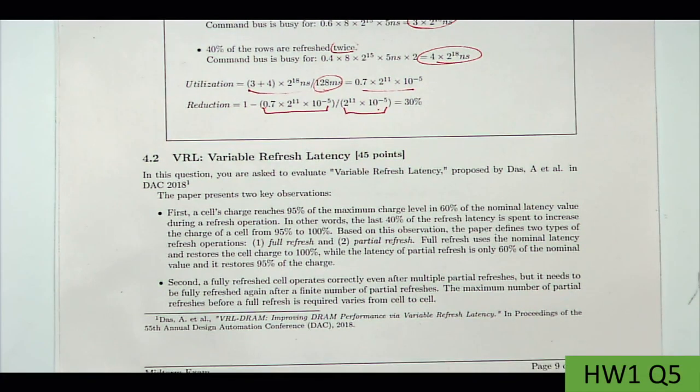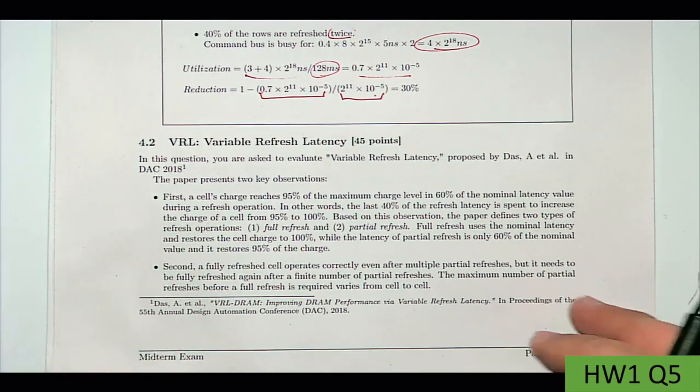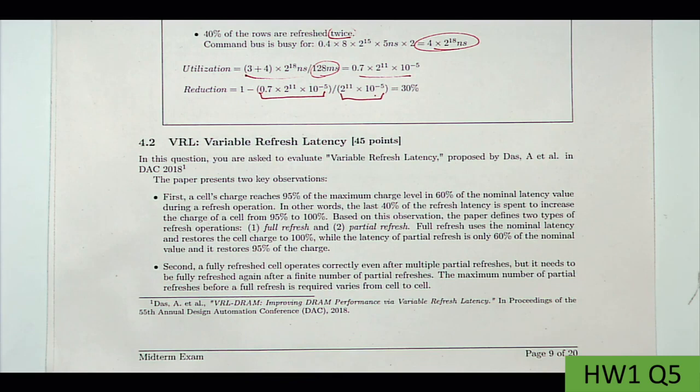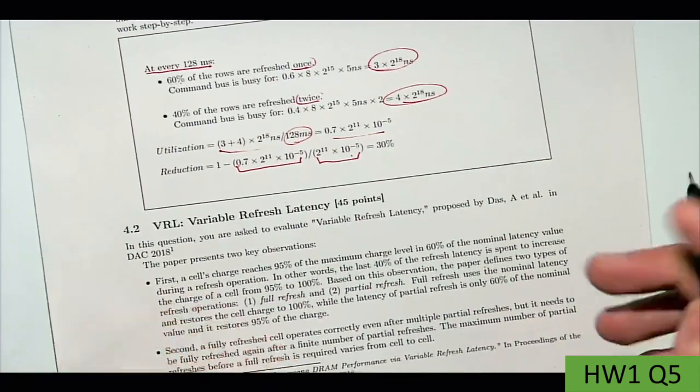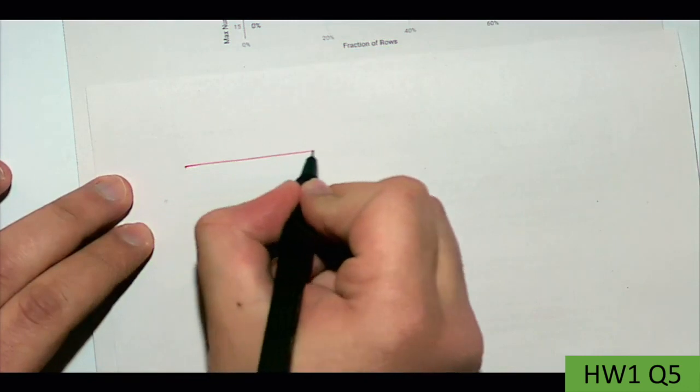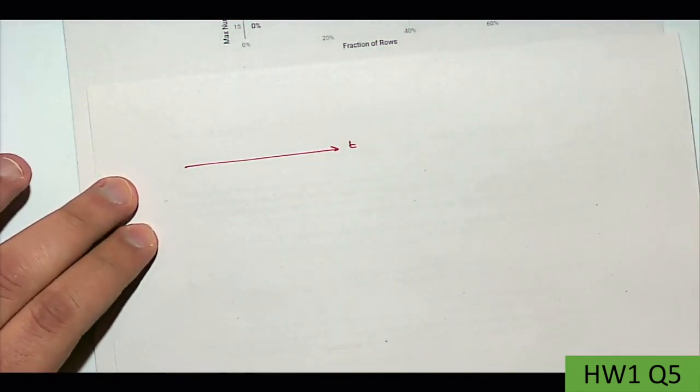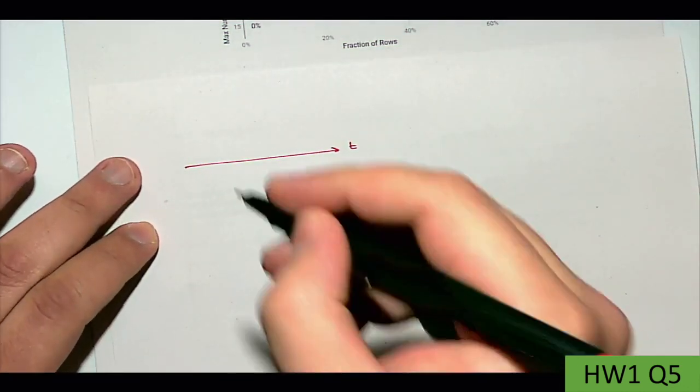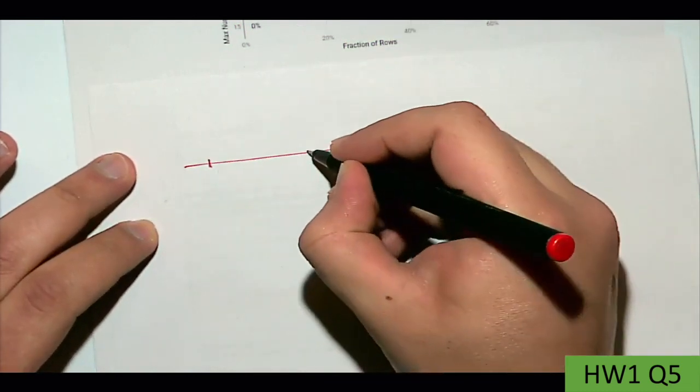This is based on a paper published at DAC 2018, on variable refresh latency. The main observation in this paper, as we described in the question, is that you don't have to wait for the full refresh latency. So what is refresh latency? Okay, this is your time axis. I'm just drawing this for one single row. So this is your refresh interval.